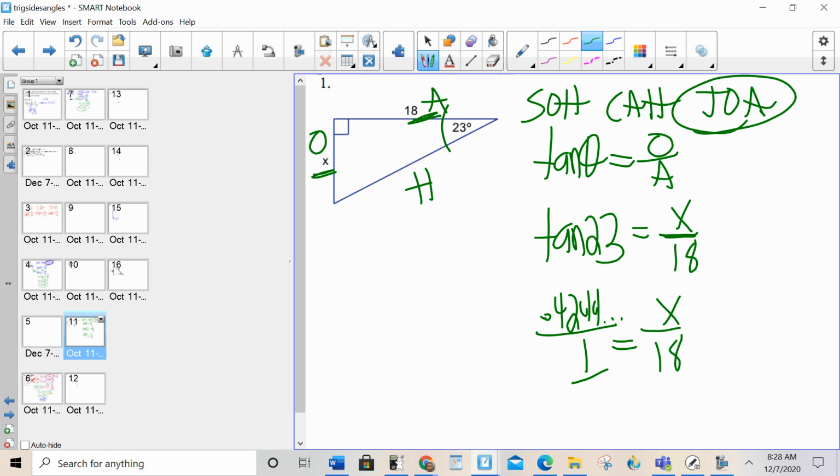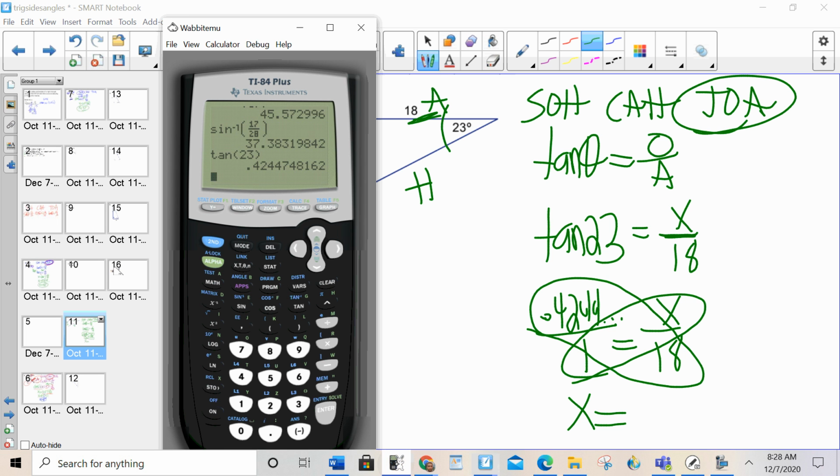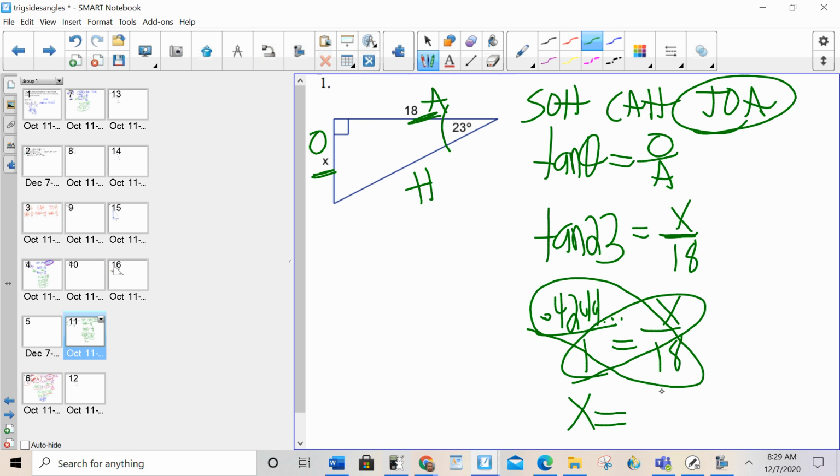So now when I cross multiply, 1 times x is x. 0.4244 times 18. I'm just going to go to the calculator. Since I have that whole answer there right now, I'm just going to hit times. That Ans comes up. That means it's taking the previous answer, times 18. What you could also do is you can copy and paste this, highlight that 0.4244, hit enter, and then do times 18. Either way, it's going to give you the same thing. I asked you to round to the nearest tenth on this side, so that would be 7.6.